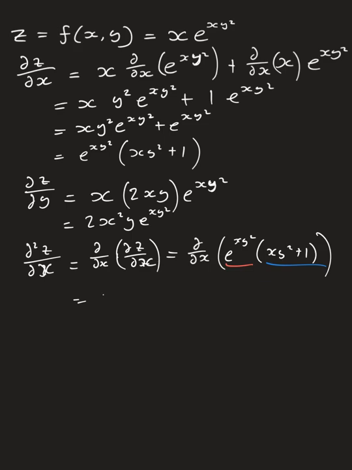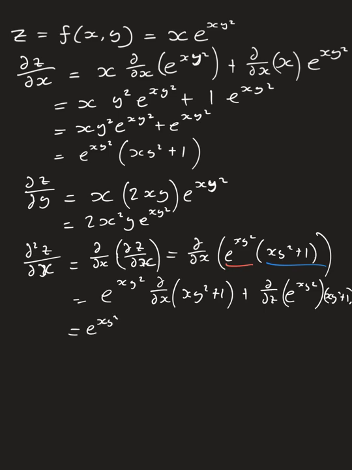So what I'll get is e to the power of xy squared times the derivative of xy squared plus 1, plus the derivative of e to the power of xy squared times xy squared plus 1. Product rule. So that's e to the power of xy squared. The derivative of xy squared plus 1 with respect to x is just y squared, because that y squared is treated like a constant since we're differentiating with respect to x, and that 1 goes to 0.